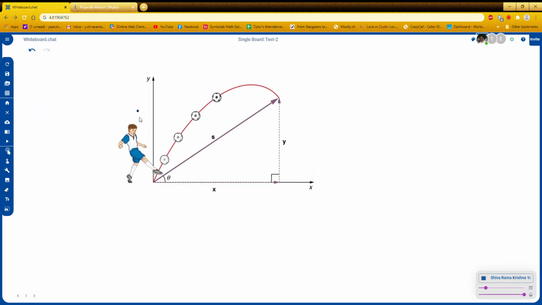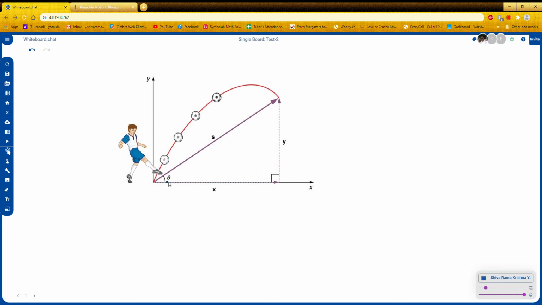So let me draw. Suppose anything is thrown off the ground with some initial velocity at an angle, instead of throwing straight right or straight up, then we call it a projectile motion. To solve this, we just need to basically resolve the initial velocity into components. One is the x component and another one is the y component.